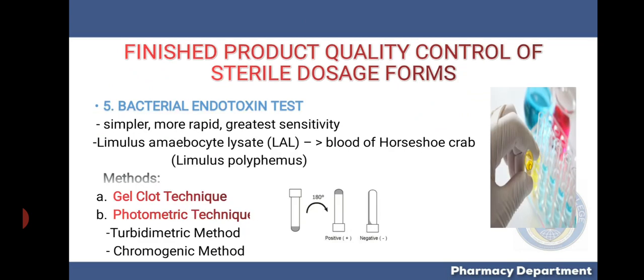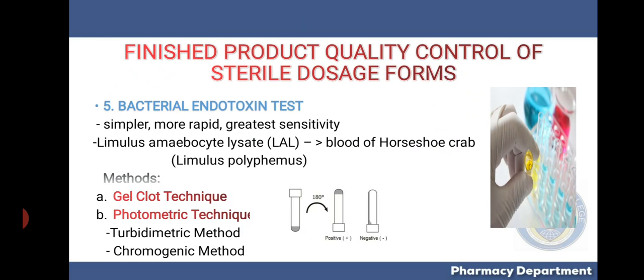For the bacterial endotoxin test, it is simpler, more rapid, and has a greater sensitivity. LAL is limulus amoebocyte lysate, which is the blood of the horseshoe crab or Limulus polyphemus. The methods here are the gel clot technique and the photometric technique. Under photometric are the turbidimetric method and the chromogenic method.